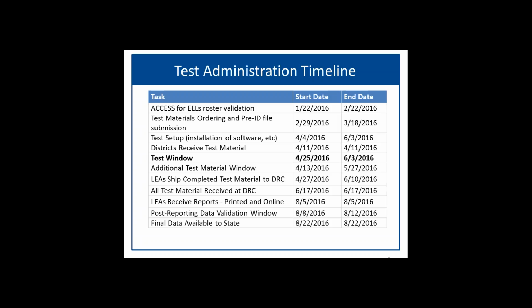After that happens, on February 29th, the window opens to begin to order testing materials and pre-ID labels, and that window closes on March 18th. Then from March 18th until the test window begins and until you receive your testing materials in April, you should be setting up the software and preparing so that you can administer the online assessment without a hitch. Then the testing window this year runs from April 25th through June 3rd.